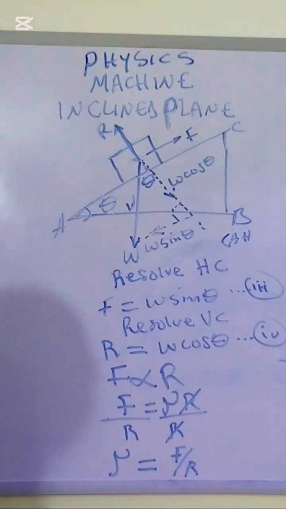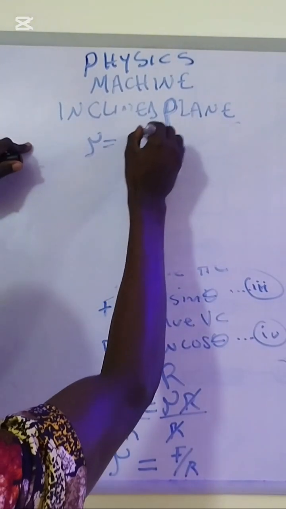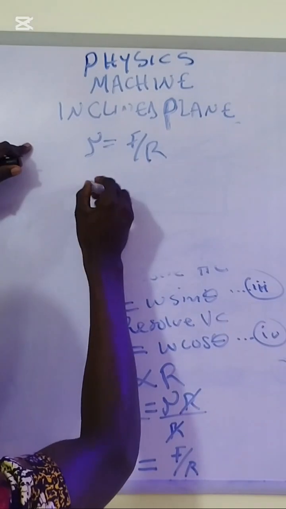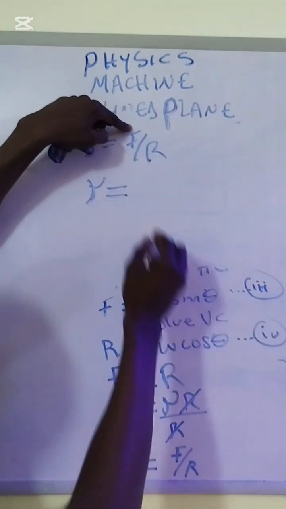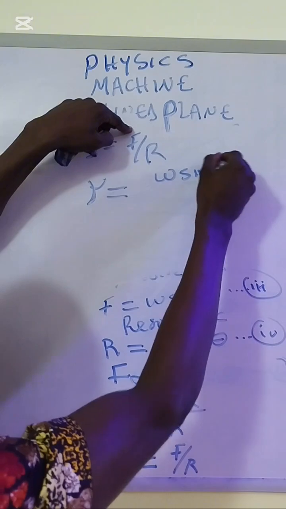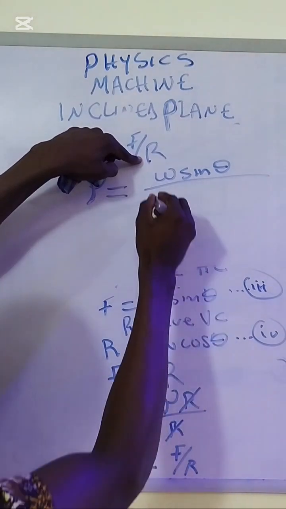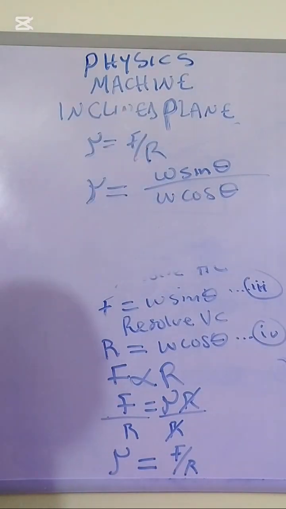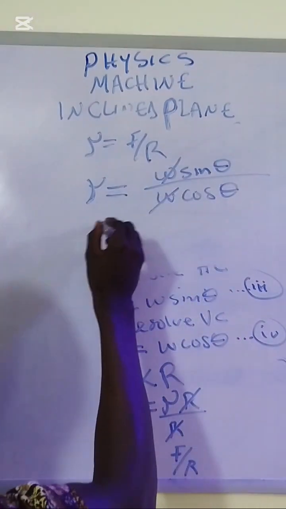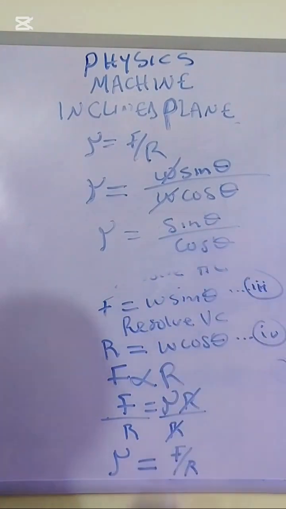Follow me gradually. Now, please make note of this. So mu is equals to F upon R. Now mu is equals to, what is our F? W sine theta. Divided by R. What is our R? Look at our R. W cos theta. Are we right? That means W can cancel W. Our mu becomes sine theta upon cos theta.